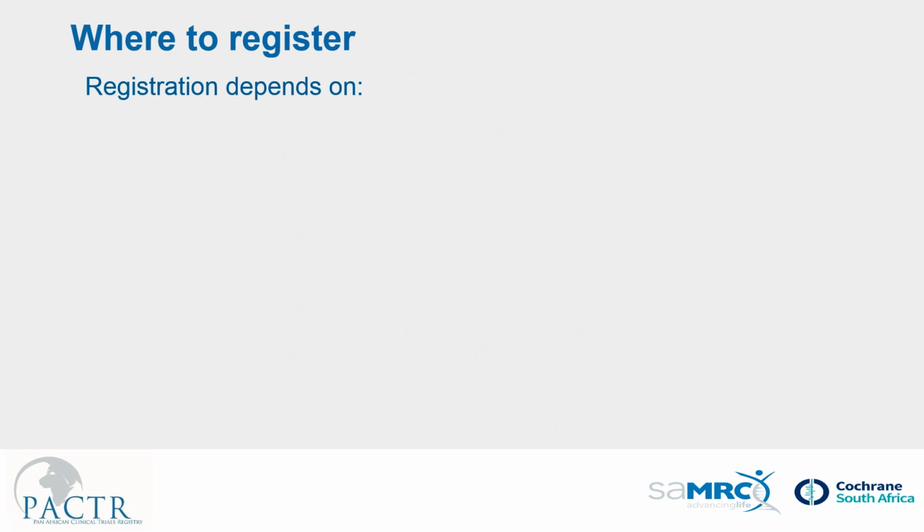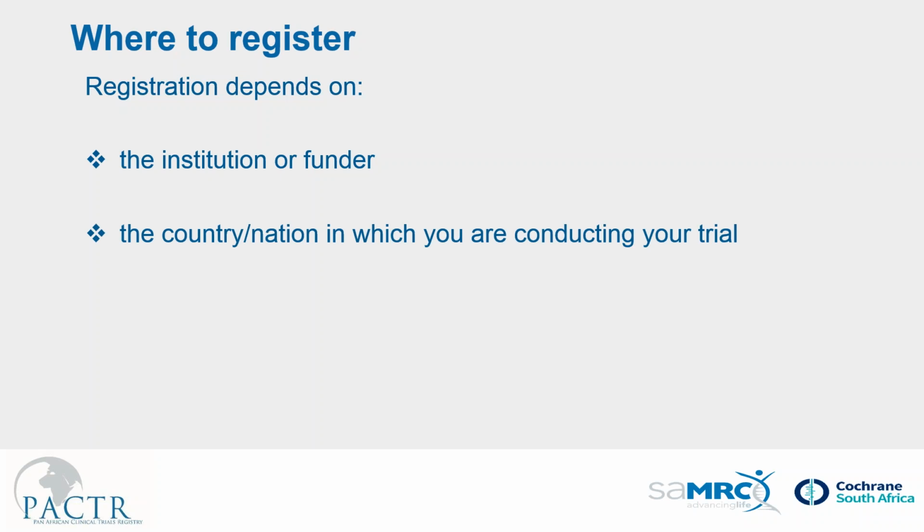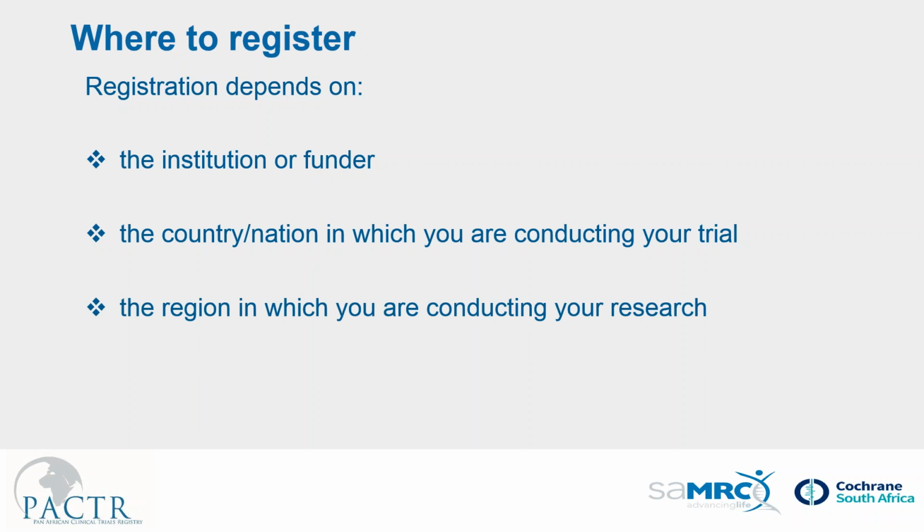So where do we register? This depends on quite a number of factors. Number one is the institution or the funder: the institution that sponsors the trial or the organization that funds that trial. The country, the nation, where you are conducting your trial. There might be specific legislation that you need to conform to. There's also the region in which you are conducting your research. Are you conducting your research in Africa, or on the Asian continent? And then, what are the publication intentions of the researchers? I'll show you an example later on why I say the publication intentions of the researcher.